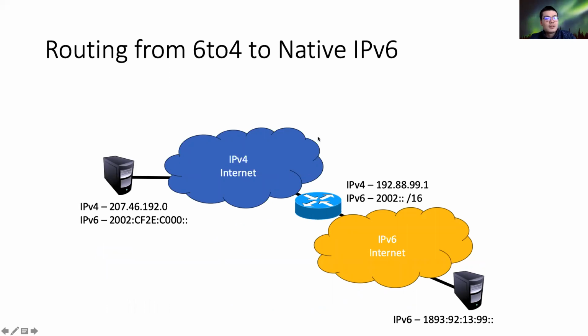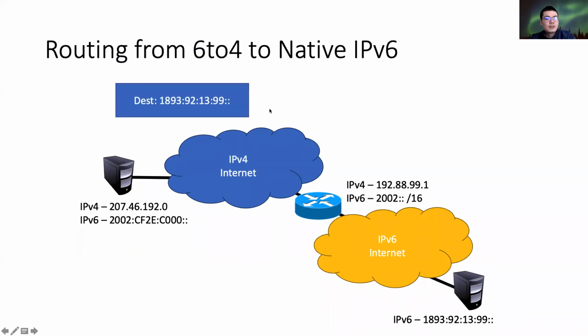So the next technology is routing from 6to4 to native IPv6, which means you have a native network which is IPv6 compatible.